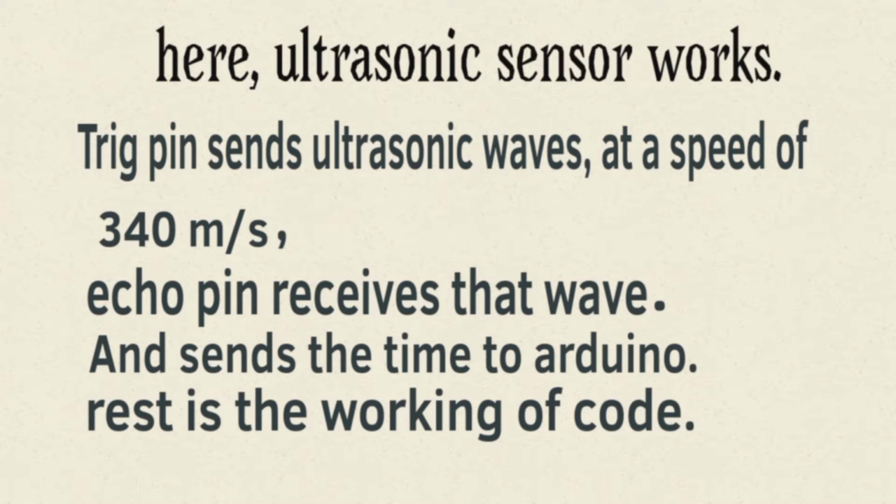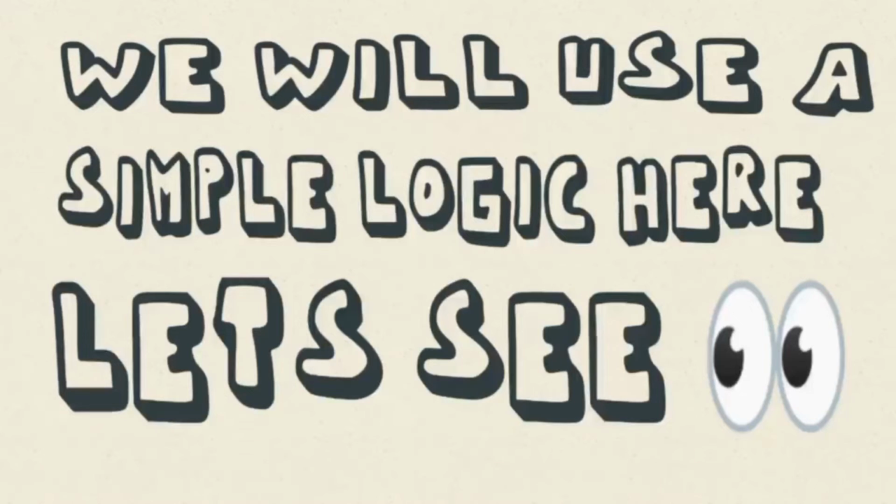So let's move on. So here is how the ultrasonic sensor works. The trig pin sends ultrasonic waves at a speed of 340 meters per second. The echo pin receives that wave. So here is a diagram. Now we will see the simple logic.